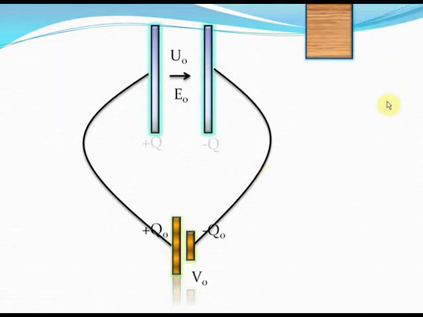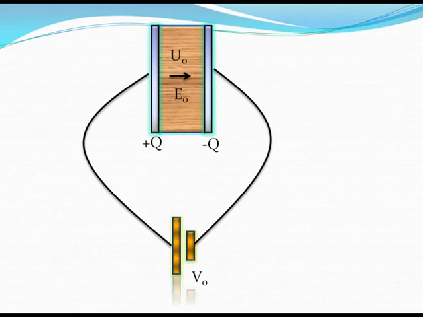So here, a dielectric slab has been introduced between these two plates. The charge has now become plus Q and minus Q. The energy is U and the electric field is E. The potential difference, however, stays V0 because the battery is still connected. Clearly, V0 remains the same.